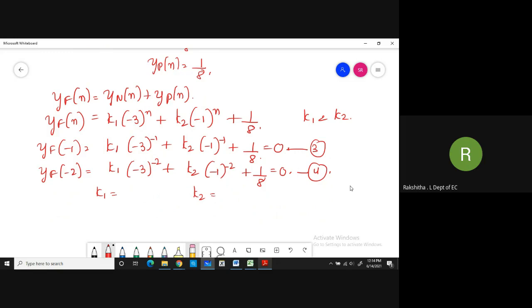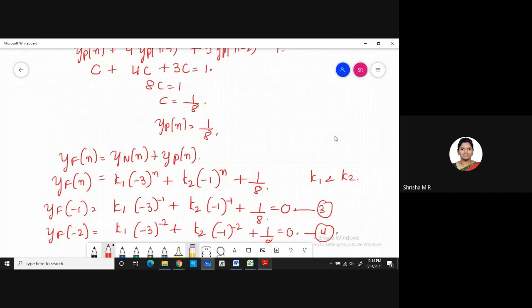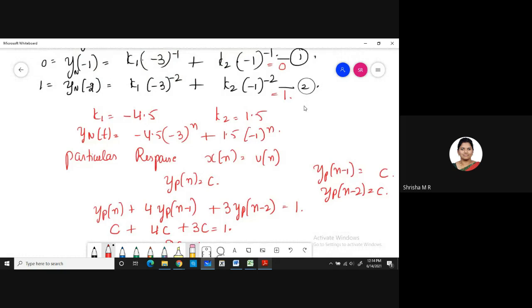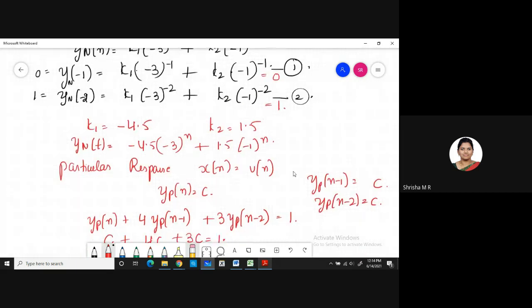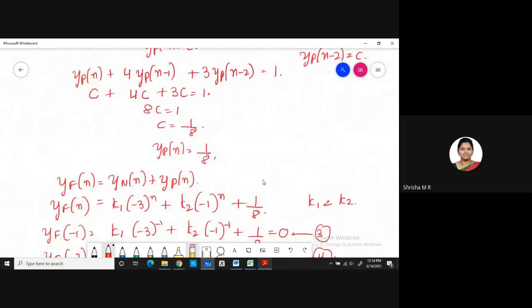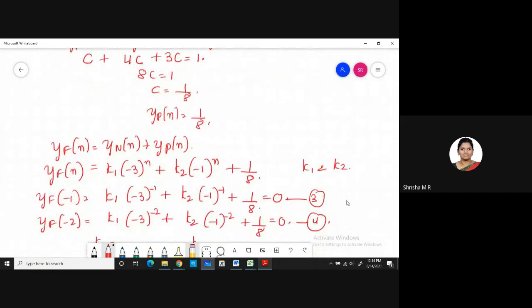Ma'am, for equation 4, it should be equal to 1, right, ma'am? No, I'm telling you that only. For forced response, you take zero initial conditions. You take that equal to 1 when you are doing the natural response at the beginning, first step. Soon after you find the roots of the characteristic equation, you'll find the natural response. Now that time you have to take initial conditions. When you're finding the forced response, assume zero initial conditions and find k1, k2.